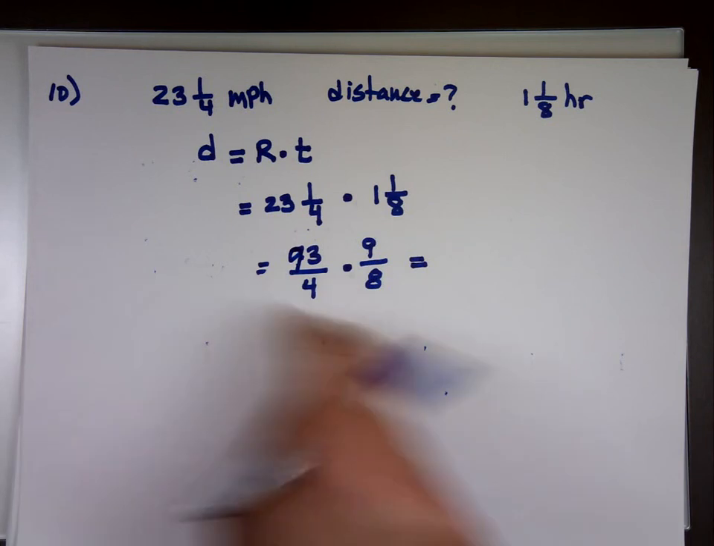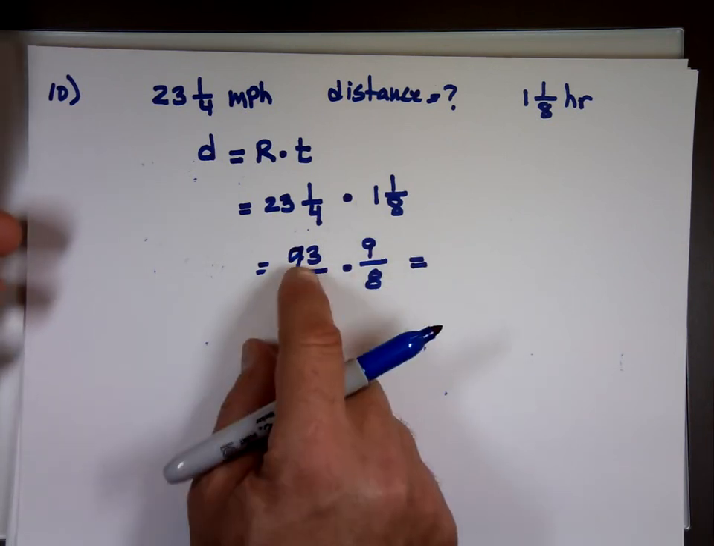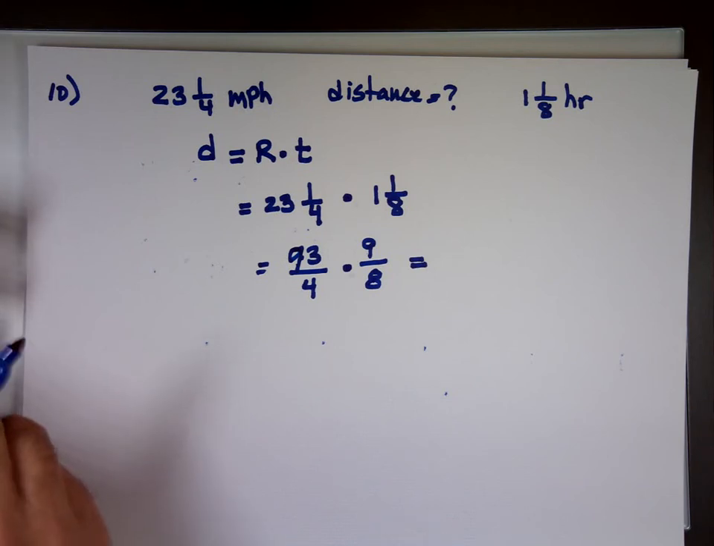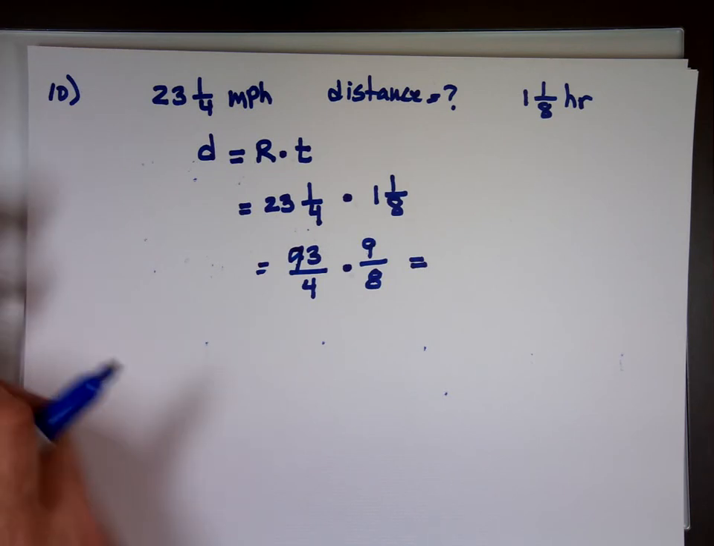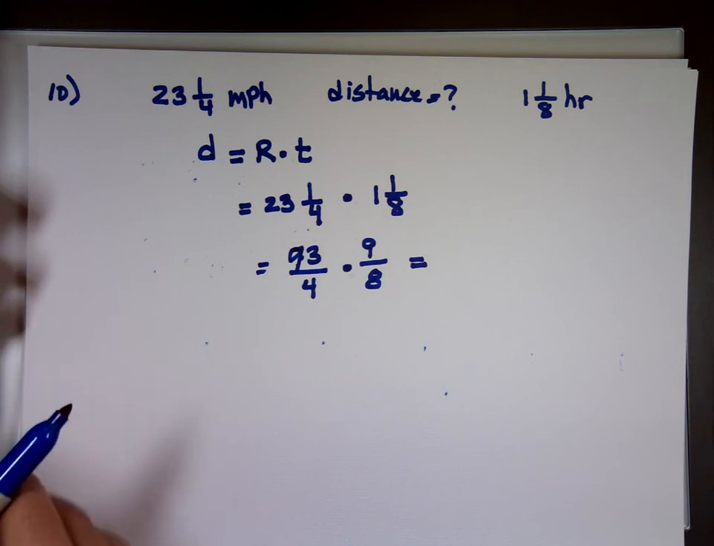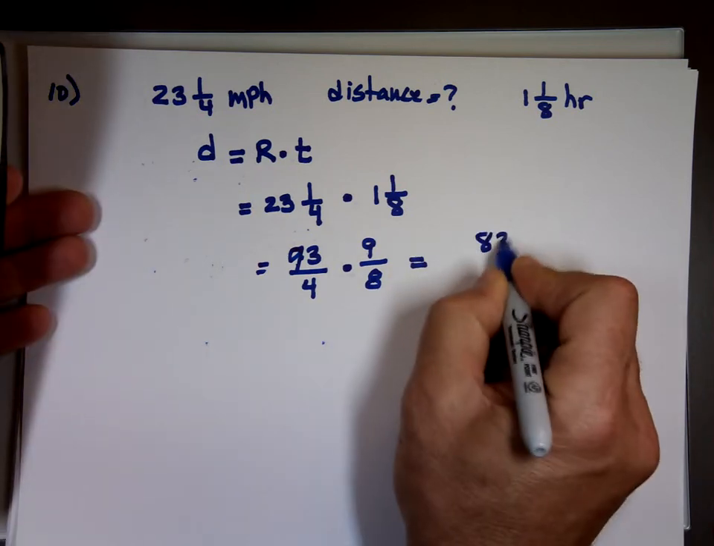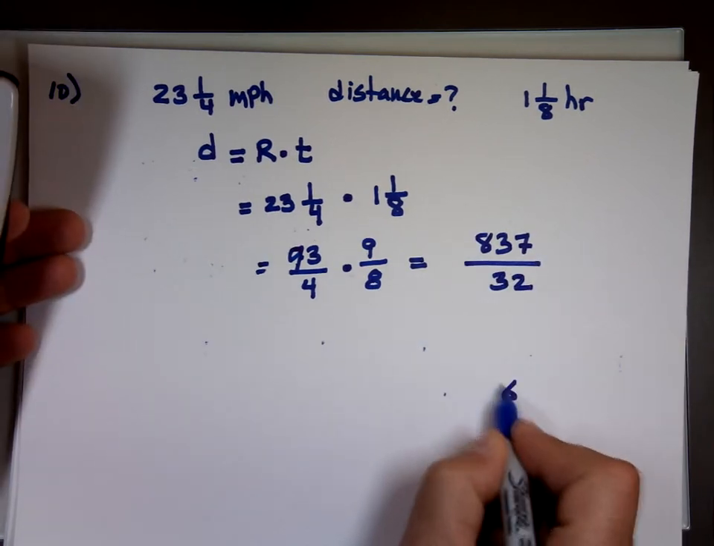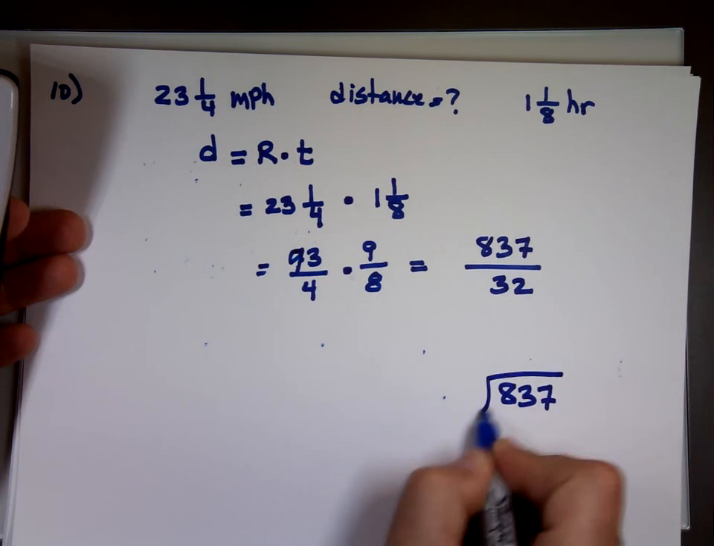Now, nothing simplifies. Doesn't look like anything will simplify. So what's 93 times 9? Oh, 837. Let me just clear this menu. Okay. 93 times 9 is 837. 8 times 4 is what? 32. So 837 divided by 32.